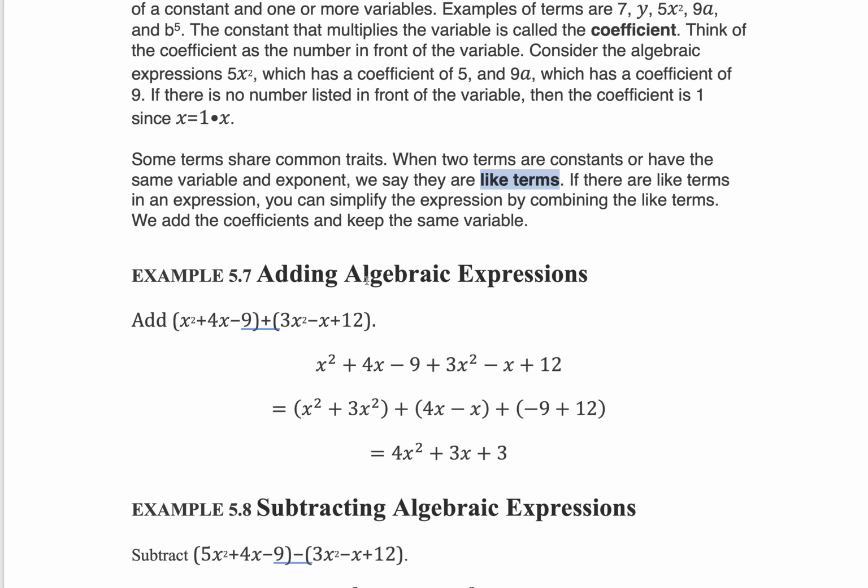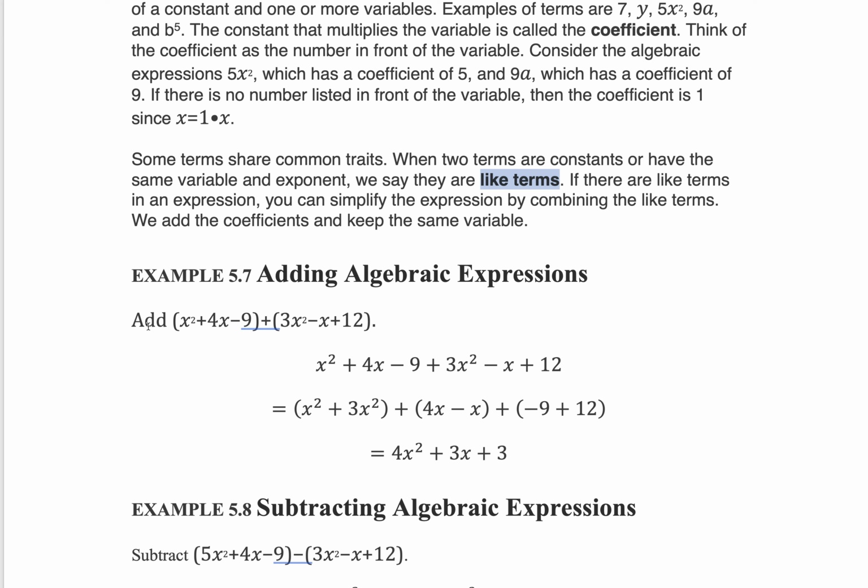It is to add two algebraic expressions. And now you look at the parentheses. There are 2 pairs of parentheses. Basically, we are going to add those 2 expressions. And in each pair of parentheses, there is x squared, and there's another term with x squared. These are the terms we call like terms.